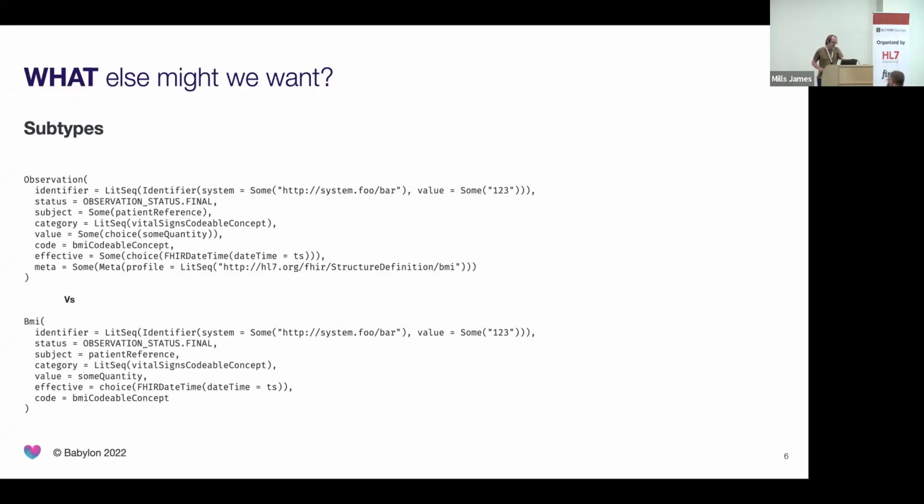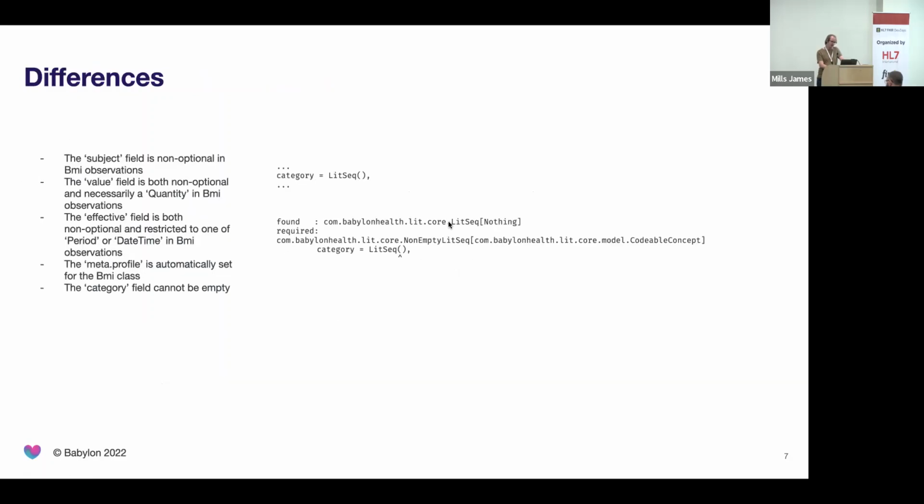And then the last one is perhaps a little bit harder to spot. So the category is non-optional in BMI. And what would actually happen if I've given a value to it. So lit sec is this sort of listy type that lit has. And I've given it a value here. What would have happened if I attempted to compile it without giving it a value? It wouldn't have compiled.